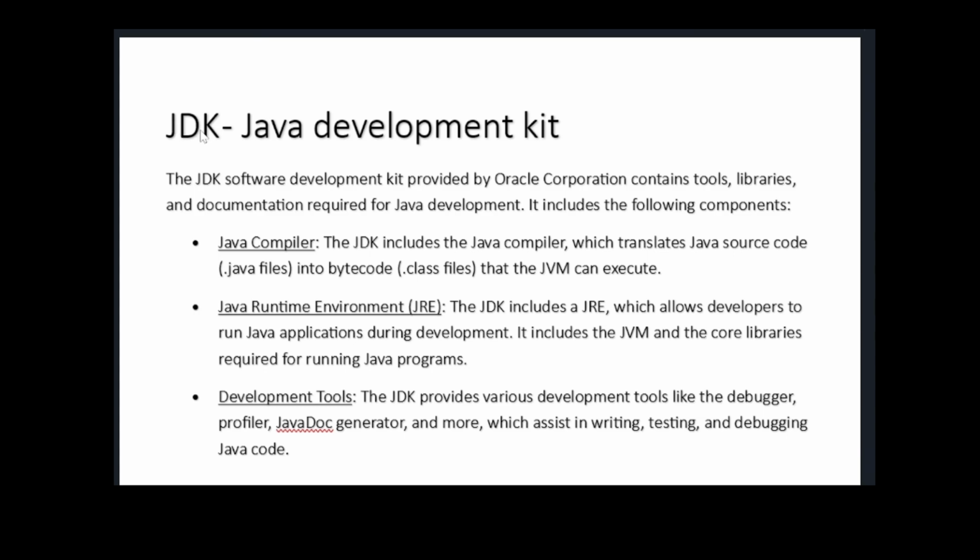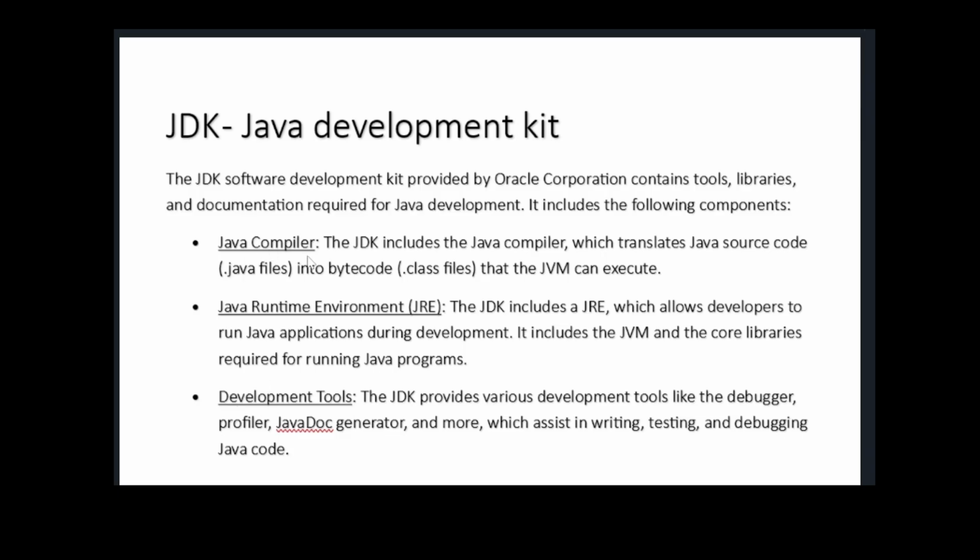So the first one is the JDK, the Java Development Kit. What is its purpose, what does it mean, and what is the environment? Let's discuss. The JDK is a software development kit provided by Oracle Corporation. It contains tools, libraries, and documentation required for Java development. It includes the following components. I added three components: first is the Java compiler, then the Java Runtime Environment, and development tools.